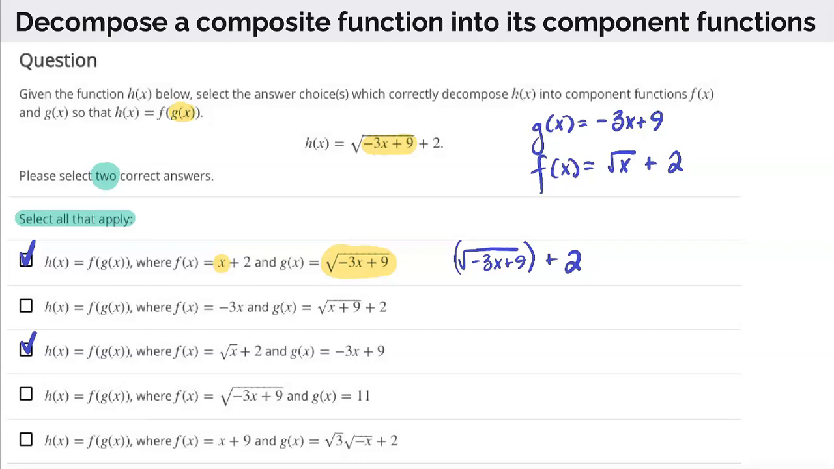So for the next one, again, we're taking this whole g expression and plugging it in right there. This one does not look like it will work. It has all the right components, the negative 3, the square root, the plus 2, but they're not in the right order. So this one is not a match. And you could just keep going through each of the other choices to check: when I actually compose it, does it match the original function?